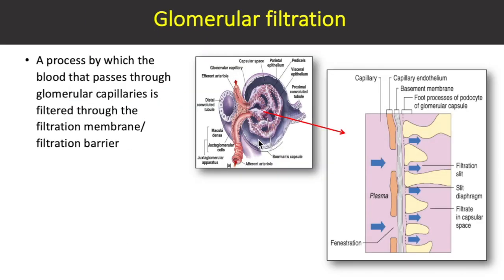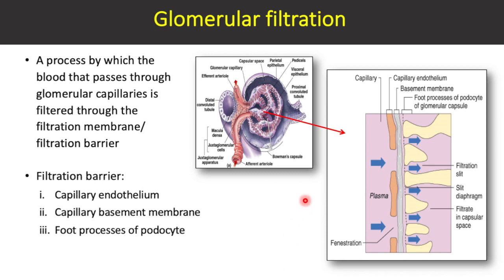First, we are going to look at the first process in urine formation, which is glomerular filtration. It is a process by which the blood that passes through glomerular capillaries is filtered through the filtration membrane or filtration barrier. The filtration barrier consists of 3 layers, which are the capillary endothelium, the capillary basement membrane, and the foot processes of podocytes of the glomerular capsule.